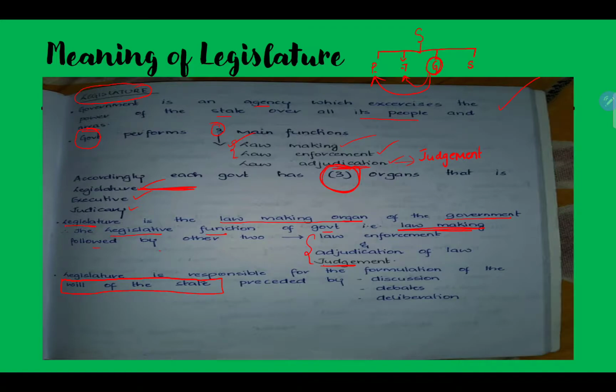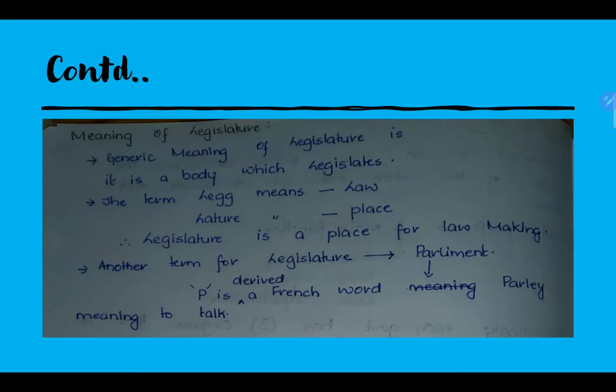Legislature is responsible for the formulation of the will of the state. Now after that, if the will is formed, then what happens? Discussion, debates and deliberation will occur. That is three. So it's very simple. After the lawmaking, the other two respective functions will follow, that is law enforcement and law adjudication.